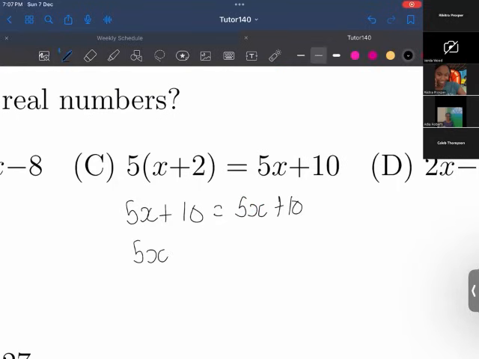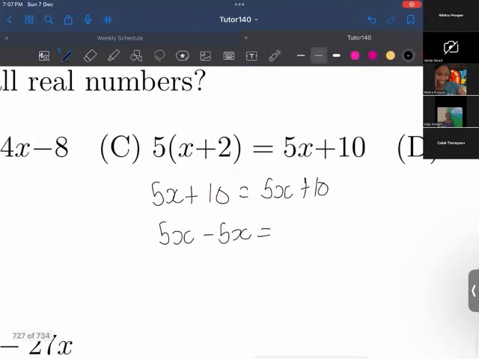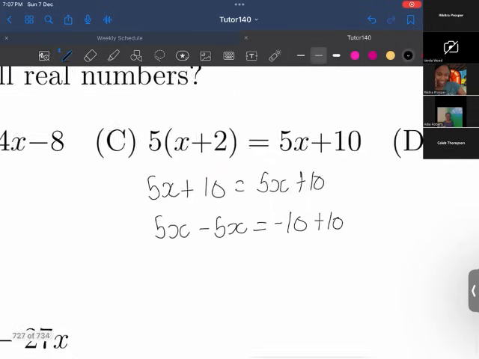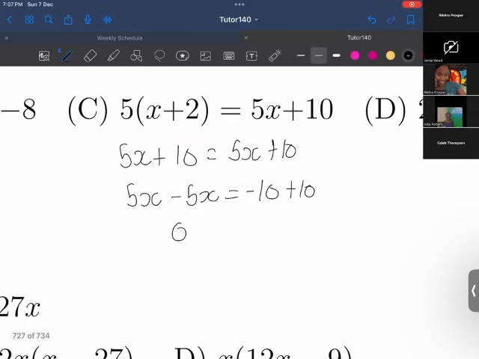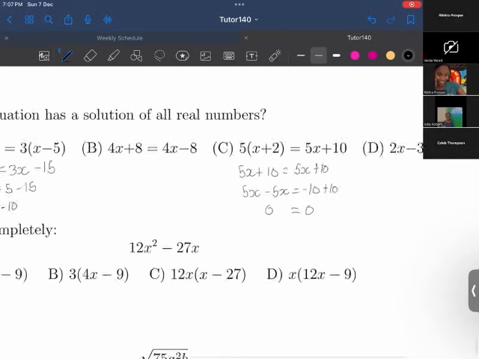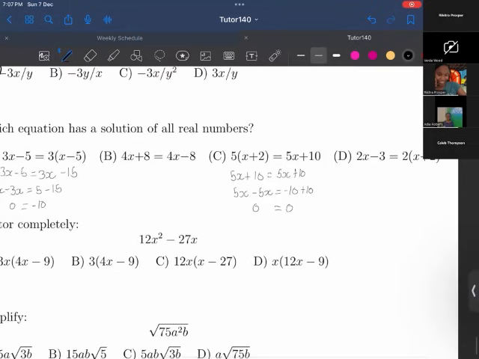So that'd be 5x minus 5x equal, we want to bring this 10 over. So that'd be negative 10, because when we bring it over, it was a positive over here, so it becomes a negative, right? And then the plus 10 that's here, we could just bring that down. So negative 10 plus 10. 5x minus 5x is 0. Negative 10 plus 10 is 0. So this is what we're looking for. This is the solution of all real numbers.